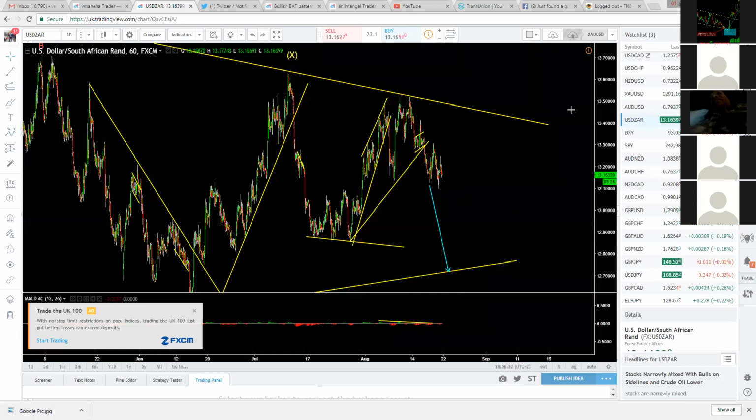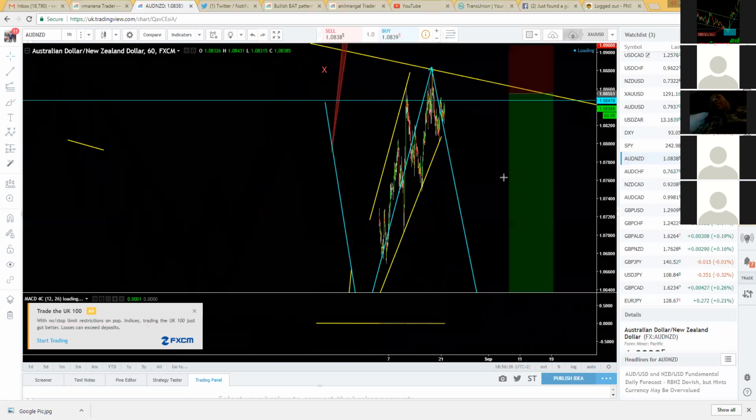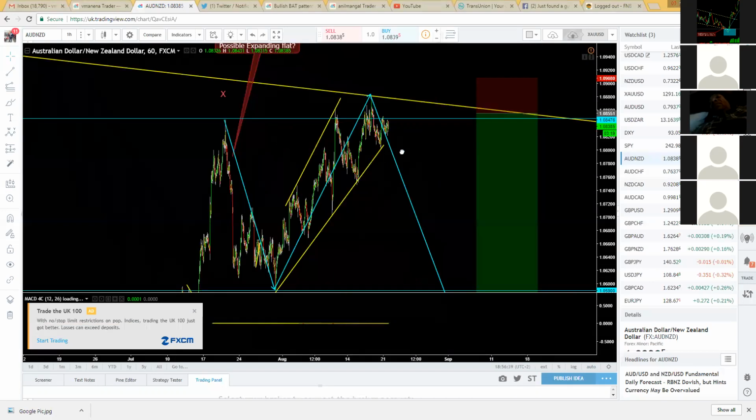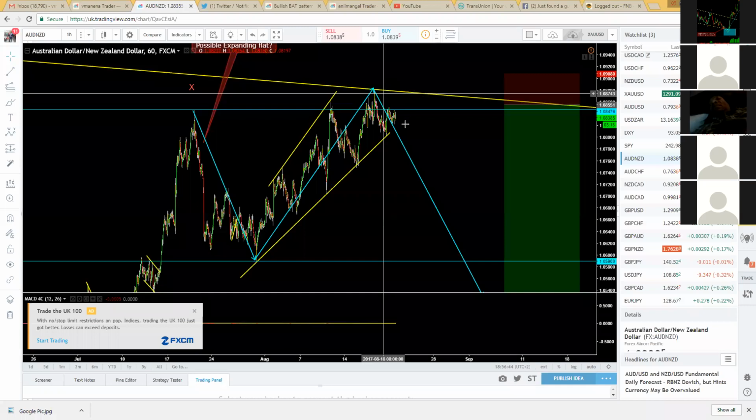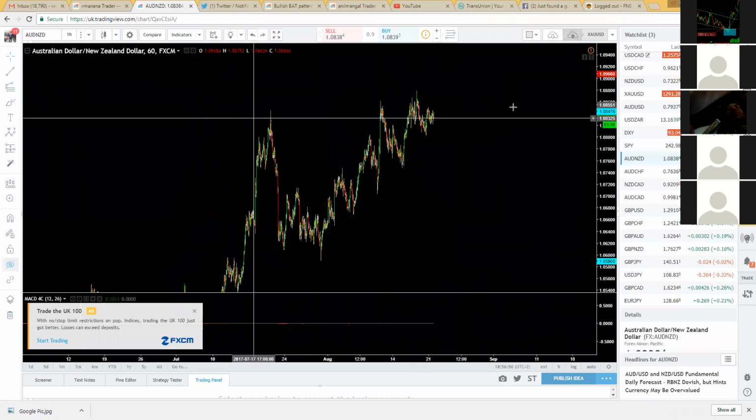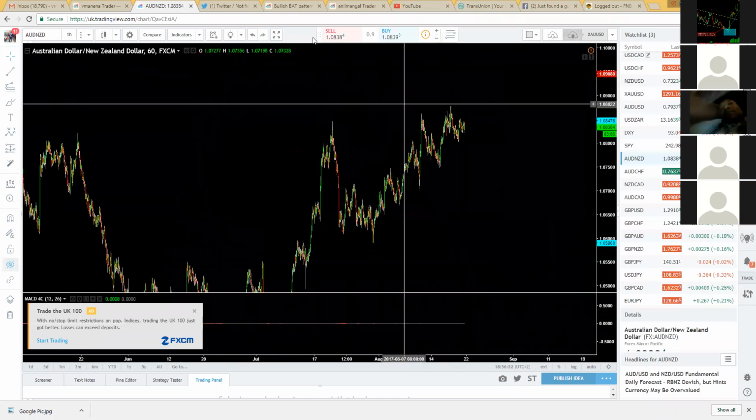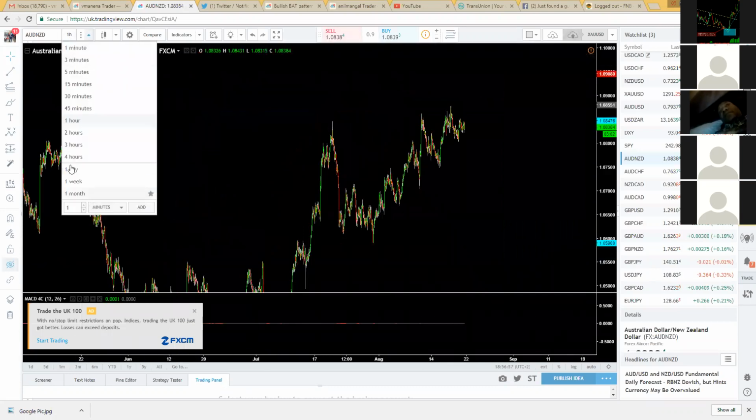That's the South African rand. AUD/NZD, the Aussie New Zealand dollar, my favorite, clear structure. It has been misbehaving of late, but we've been short from last week. I want to show you why we are short on these ones. Go to the daily.